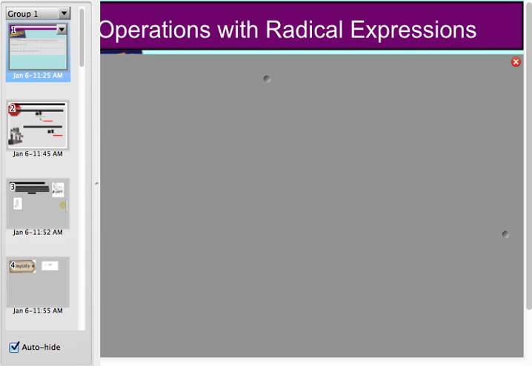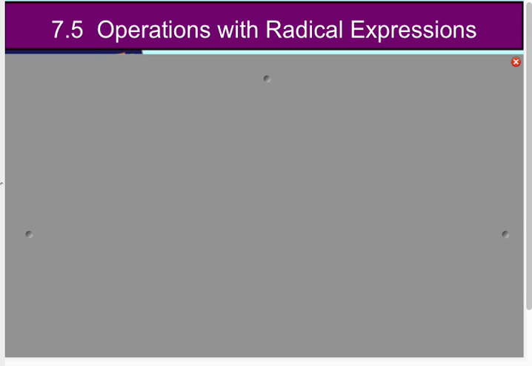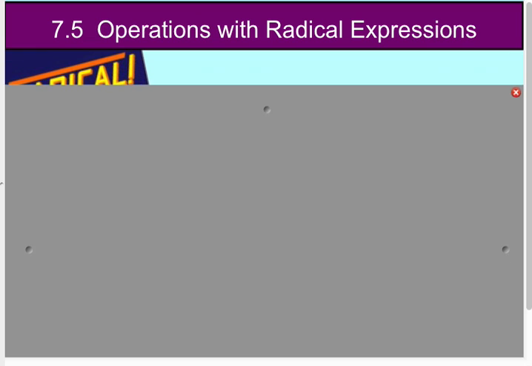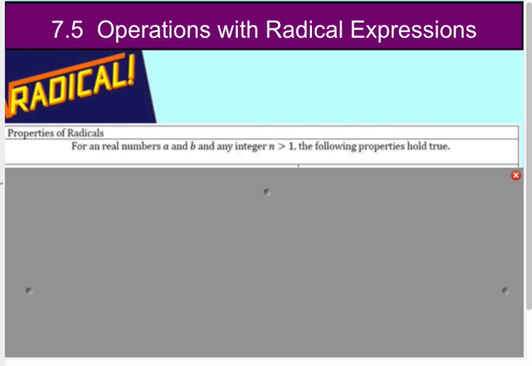We're going to go ahead and look at section 7.5, which is operations with radical expressions. This note sheet is a little bit long, so we're going to break it into two videos. The first one, we're going to look at the properties of radicals. Biggest thing to remember is that for any real numbers a and b, and any integer n greater than 1, the following properties hold true.